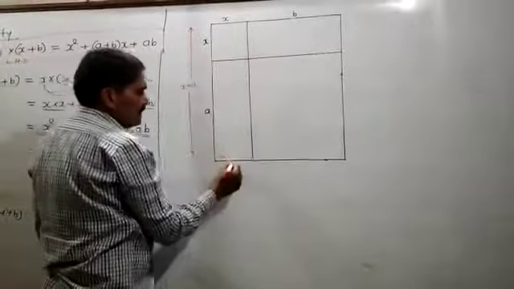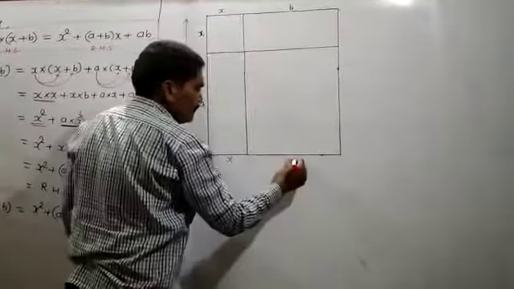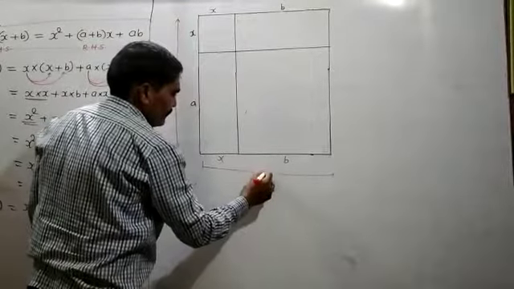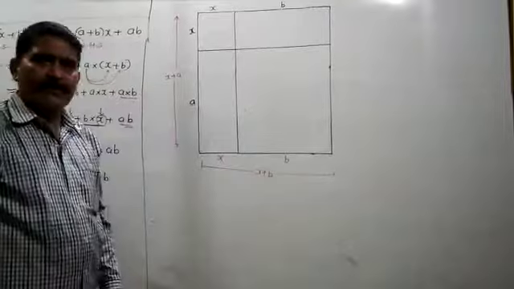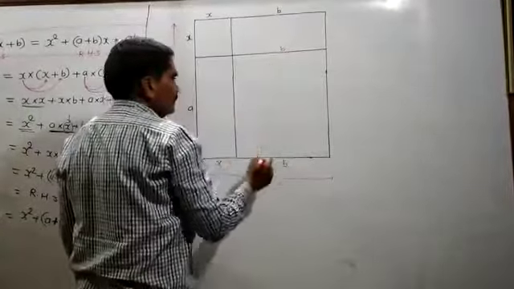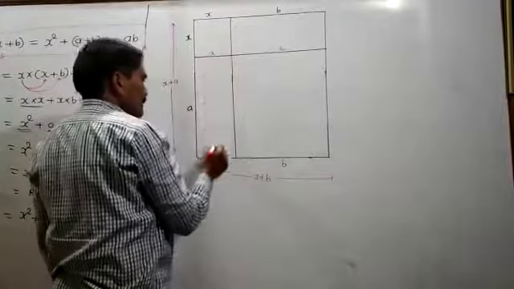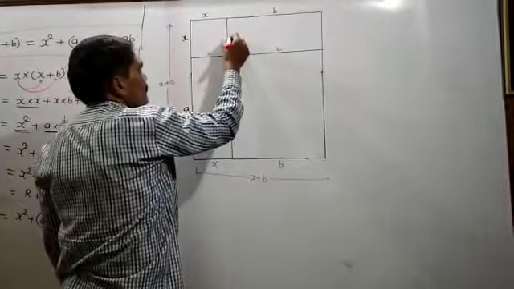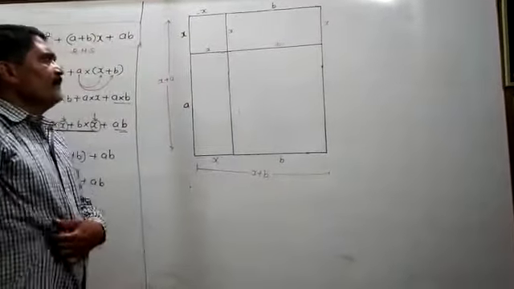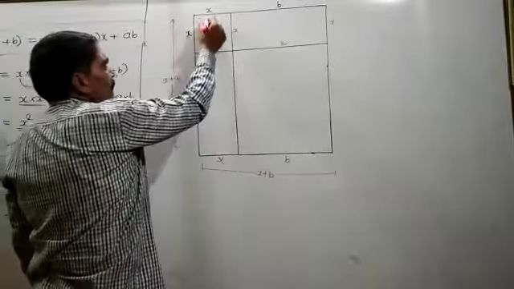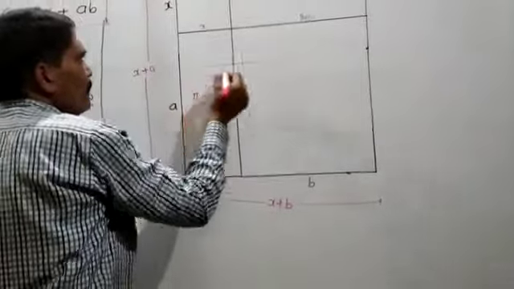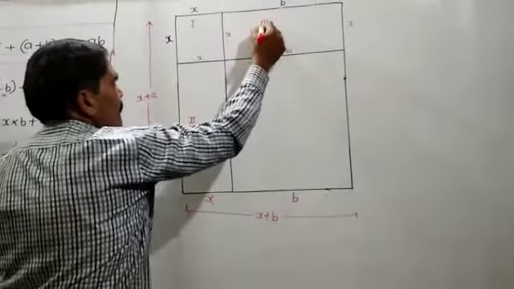If this side is x, this side is also x. If this side is b, this side is b, and this side is x plus b, x plus b. Everybody understand? And if this one is b, this one is also b. If this one is x, this one is also x. Everybody understand? Then you have to divide this into four parts. This is the first part, this one is the second part, this one is the third part, and this one is the fourth part.